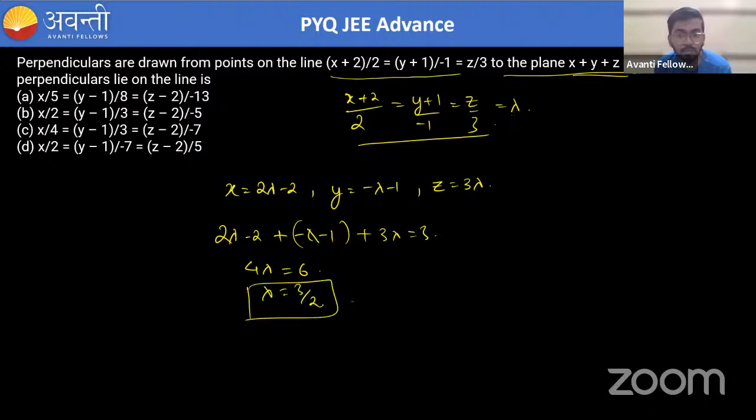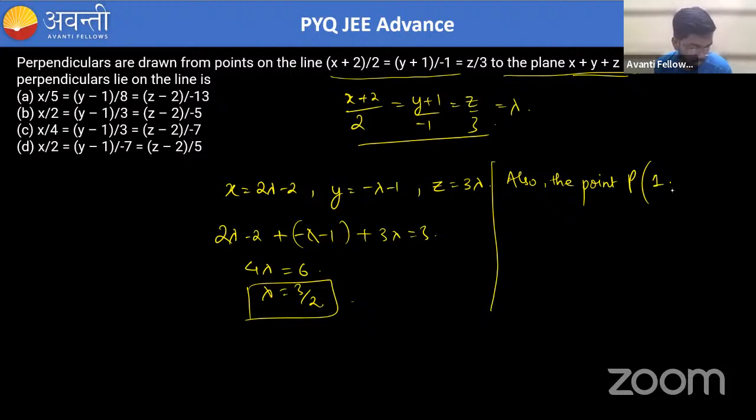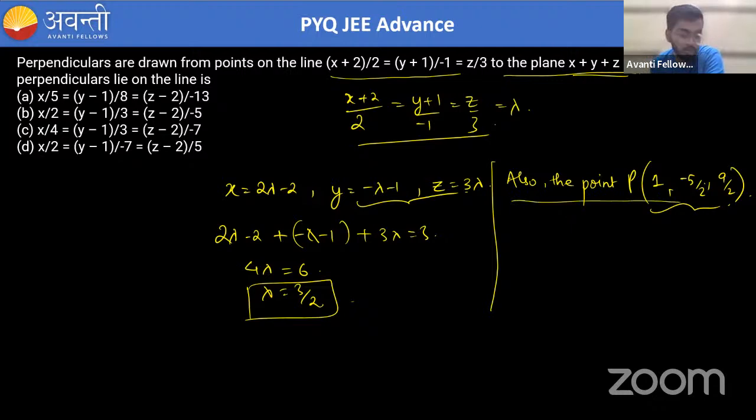Let us say that this is the point P. The x coordinate will be 2 lambda minus 2, which is 2 times 3 by 2 minus 2, which is 1, comma minus 5 by 2, comma 9 by 2. So this will be the point that we get after substituting this value. From this point P, we can observe that P is on the line.